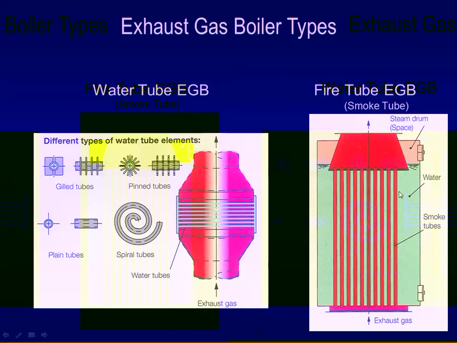Its advantage is simplicity. It needs a feed pump to pump water into it. It does not need a circ pump. The exhaust gas from the main engine goes through these tubes. Steam is produced, and that's let out as saturated steam.